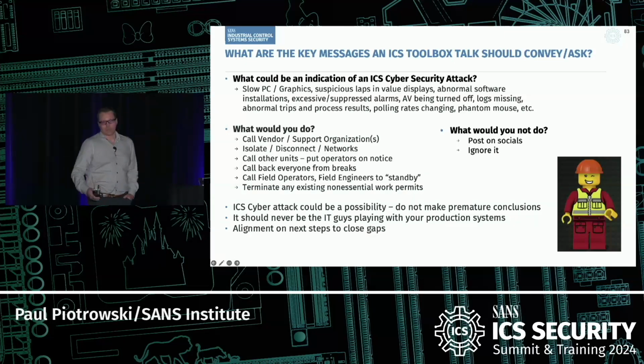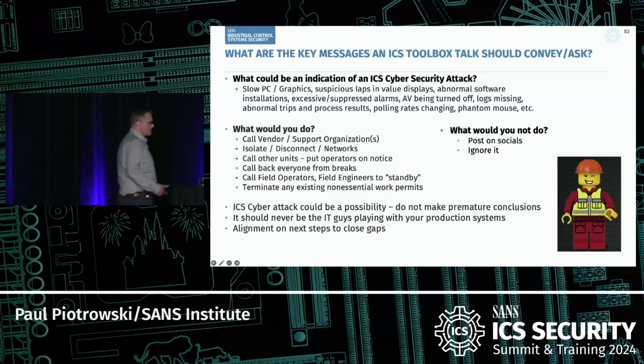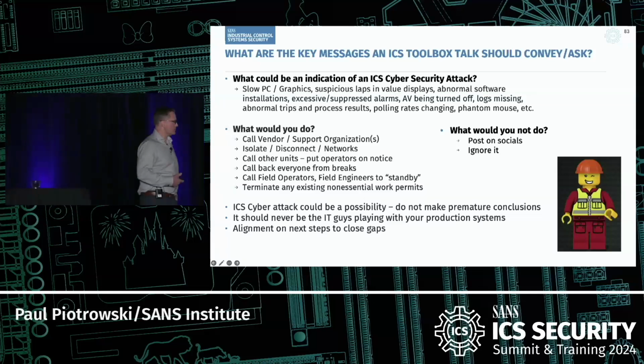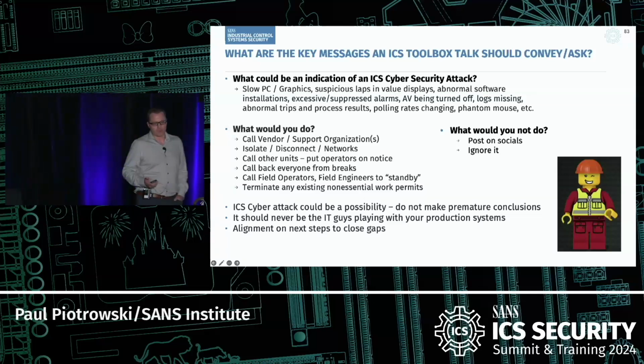Maybe some logs on your sequence of events are missing or have been deleted. Maybe there are excessive trips in your process units. Maybe the polling rates change. Maybe you see the phantom mouse, which is very apparent. So these are all things that operators would be able to pick up that some of our tools might not be able to pick up.